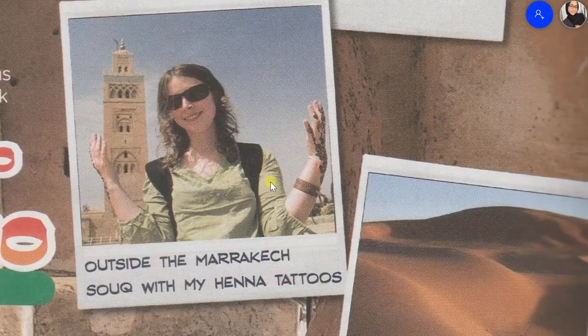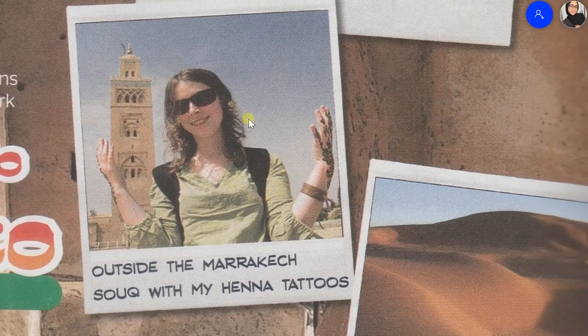And then the second picture shows a woman with henna drawings on both of her hands, in front of a building. Let's read the caption: "Outside the Marrakesh souk with my henna tattoos." Okay, she looks like a tourist, right? Because she doesn't look local.